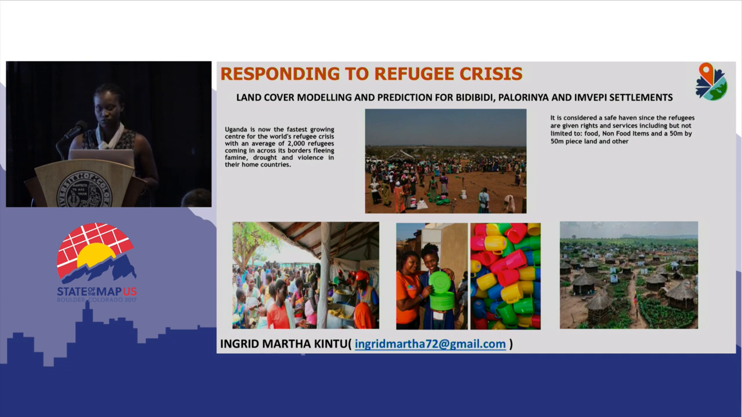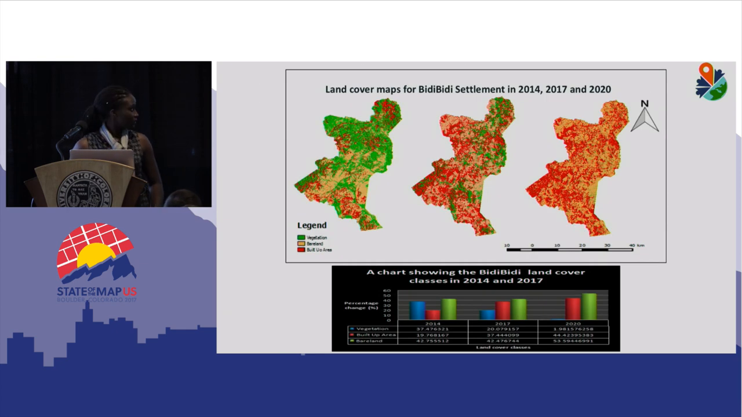I also used boundary polygons so I could get the extent of the camps. In order to do this, I used QGIS, which is open software, and the supervised classification plugin. I got the images and did some processing with them using the maximum likelihood classifier.